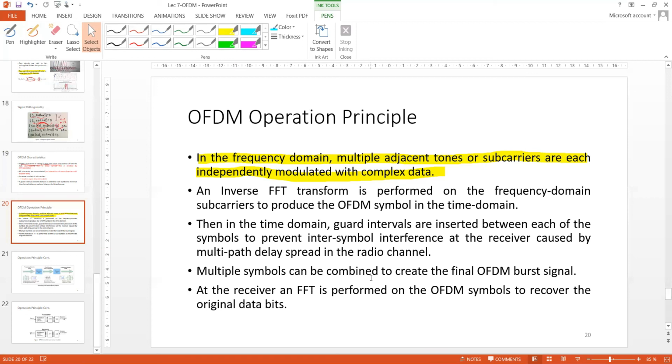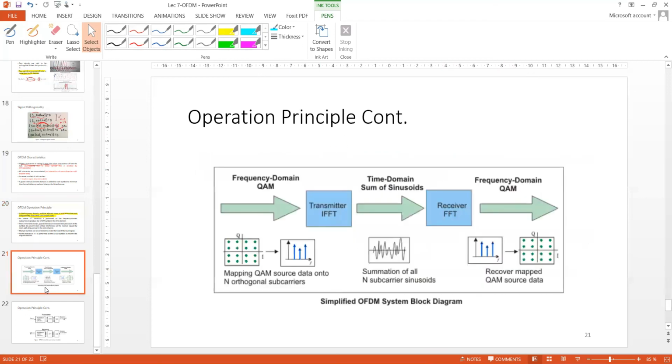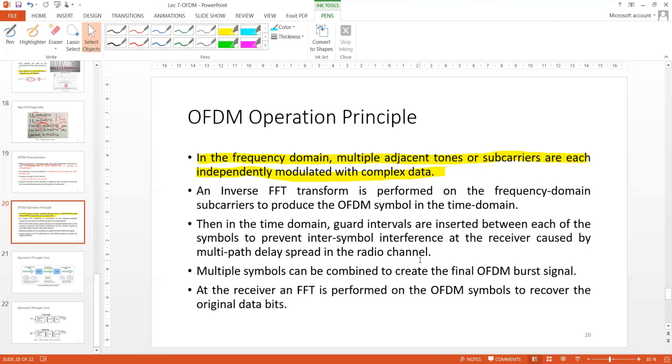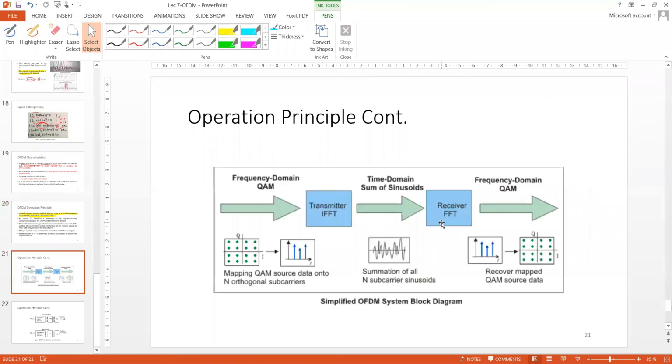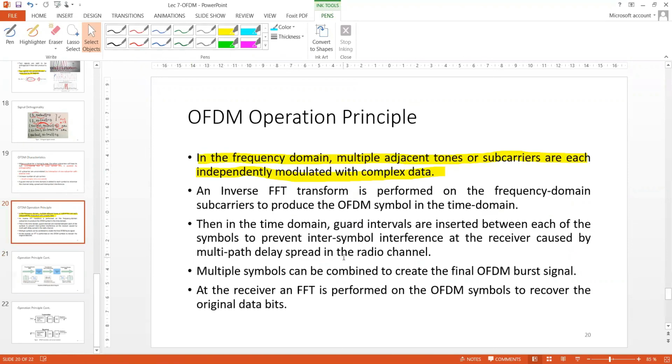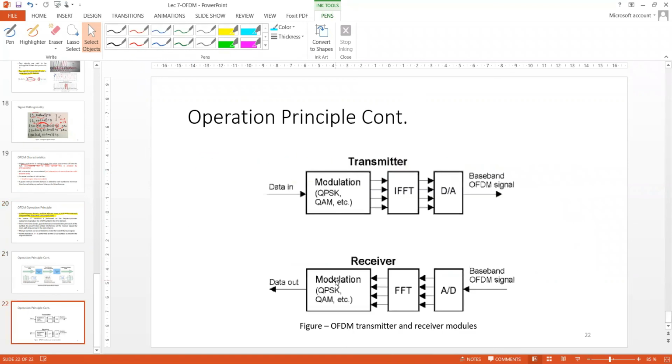Then multiple symbols are combined together to create a final OFDM burst. The signals are combined and transmitted over the channel or medium available between the transmitter and receiver. At the receiving end, the process is inverted, in the sense that a fast Fourier transform is applied, and then your information is retrieved by applying the demodulation, that is QPSK or quadrature amplitude modulation, and your data is retrieved at the receiver.